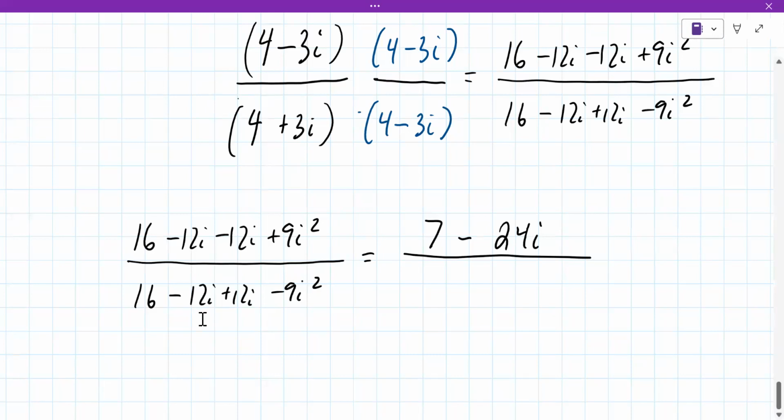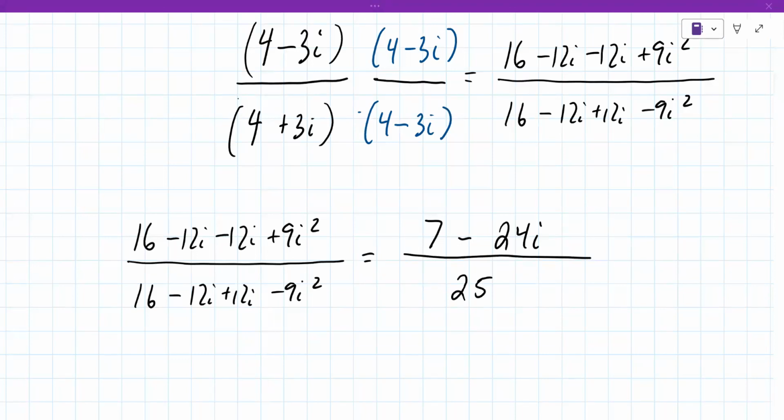Okay, so it's going to be 16 plus 9, which is 25. And then it's going to be minus 24i. Are you looking at the bottom? Yes. Okay, well, the bottom has minus 12i plus 12i. Sorry, I'm blind. It's just 25. It's 25. I think I'm just a little tired or something. Good.